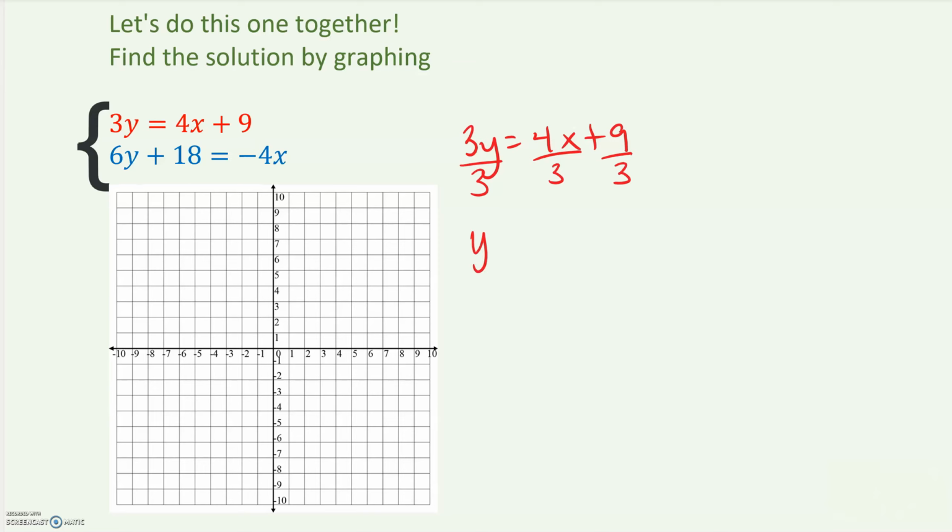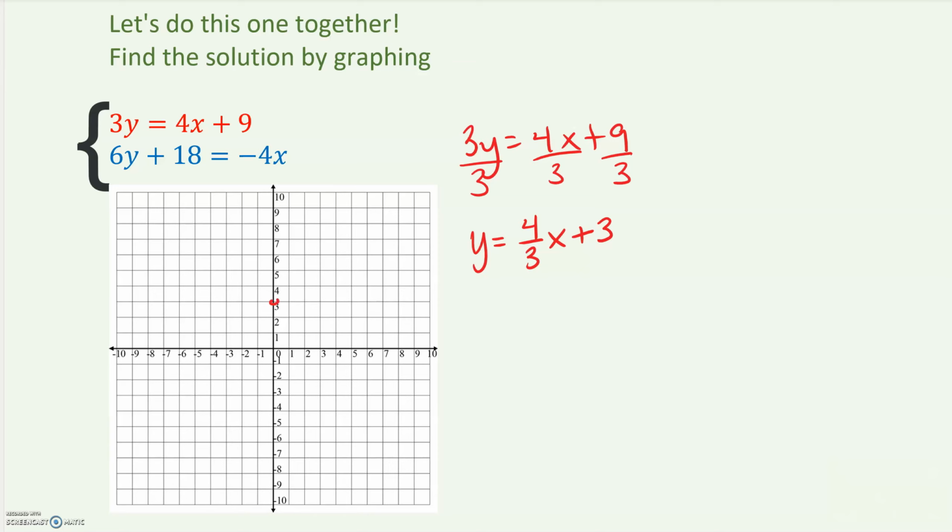So we end up with y = 4/3 x + 3. Keep that 4/3 x just like that. Don't change it into a decimal. Don't make it an improper fraction. Nope, this is an improper fraction. Don't change it into a mixed number. Leave it like this because remember, that's our slope. That's our rise over run.